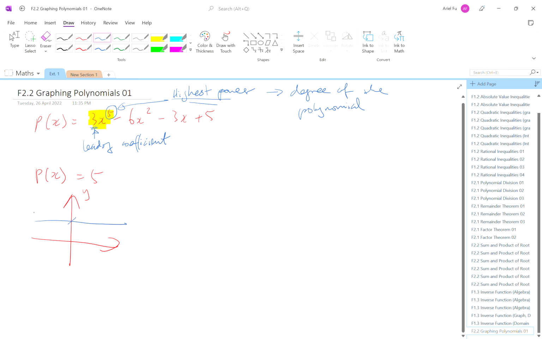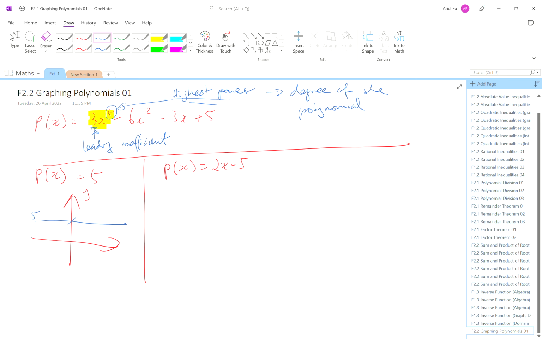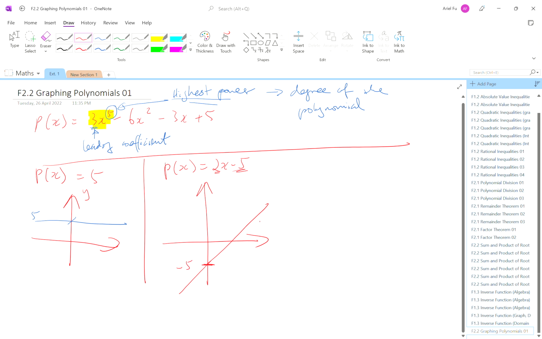It looks like that. Now, the second equation you might get is p of x equals, let's say, 2x minus 5. You have a linear equation, where we're very happy with linear equations, hopefully. Positive gradient, y-intercept is -5, so you're going to go something like that, crossing at -5. This is your graph for a first degree polynomial.